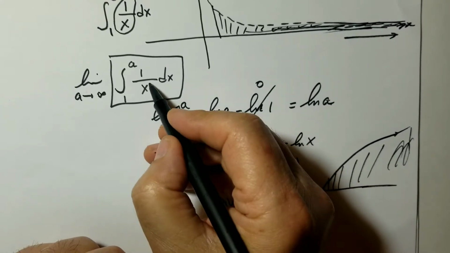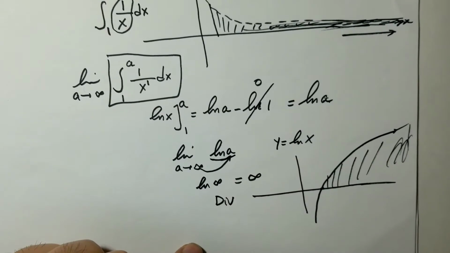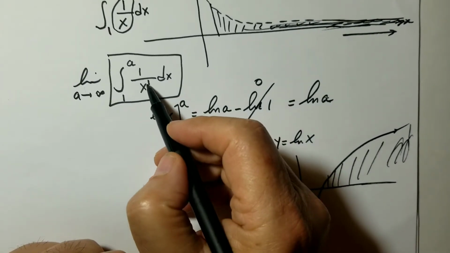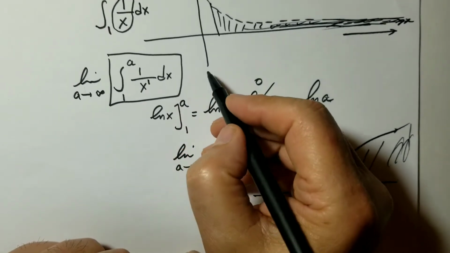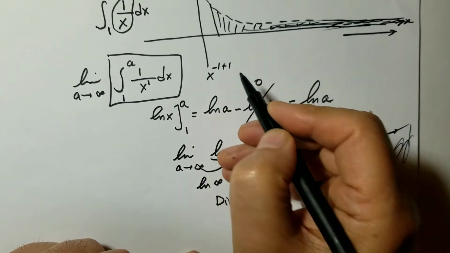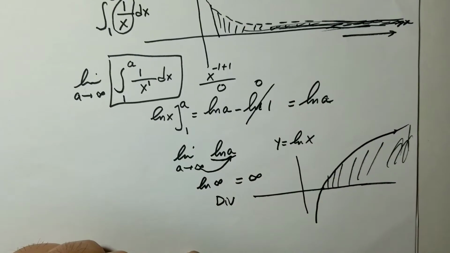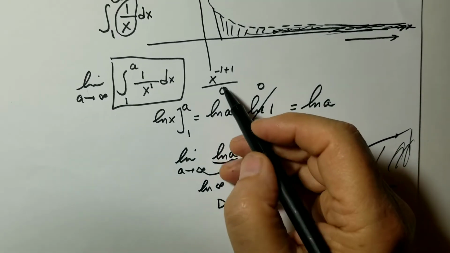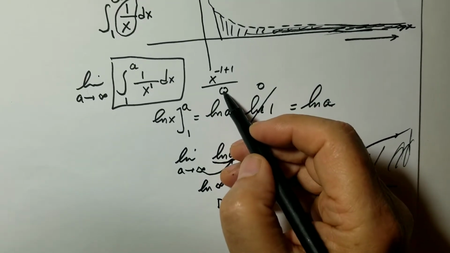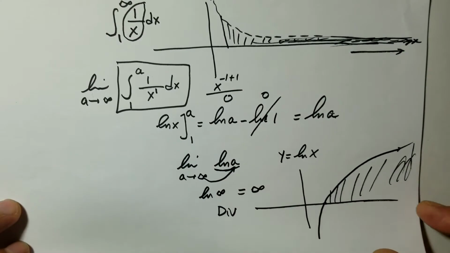But remember what that power was. That power was 1, and I could not use the power rule because if I apply it, when I add 1 to the exponent of -1, the denominator becomes 0. Therefore, every time the power is -1, you cannot apply the power rule because the denominator becomes 0, and the answer would become a natural log.